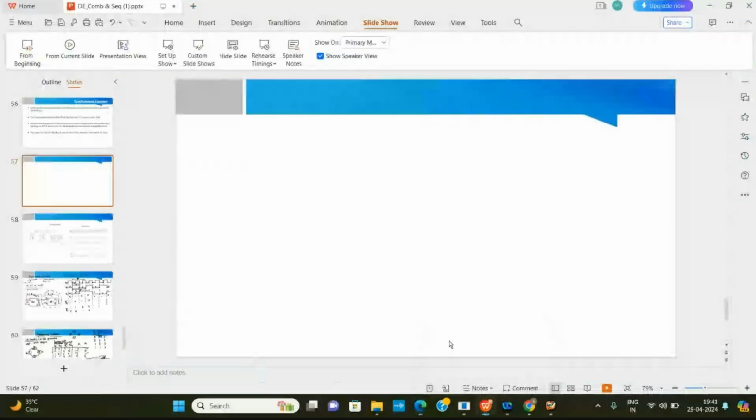Next, we'll go to the synchronous up counter. What is the synchronous up counter? Same clock applied to the flip-flops. Yeah, the clock will be applied to all the flops at a time.